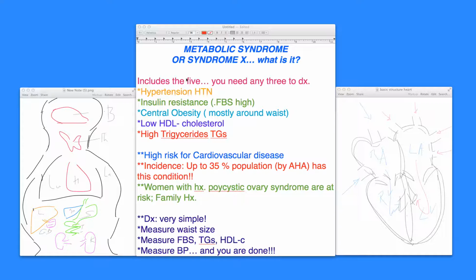Now, metabolic implies that obviously there's some involvement with the metabolism. We know what's involved with the metabolism: your liver, your pancreas, your ability to control your weight, and therefore the vascular or the cardiovascular system is involved. So it's been coined metabolic syndrome because it includes some of what I just mentioned. One, it has an insulin resistance that has been shown.